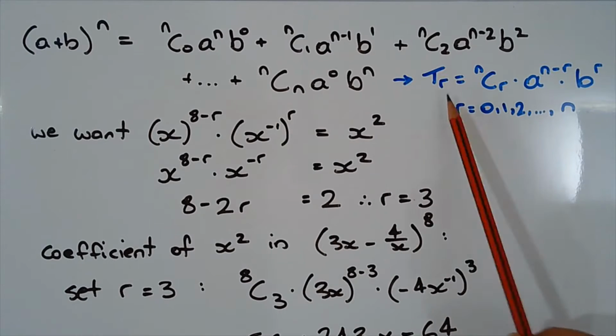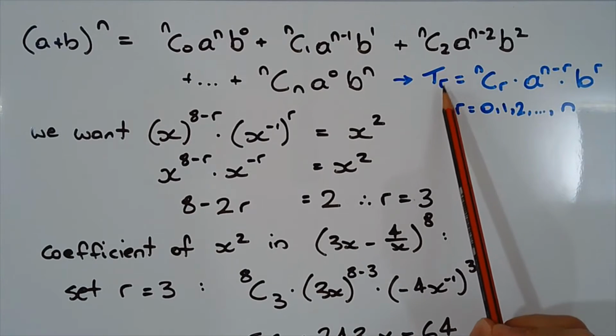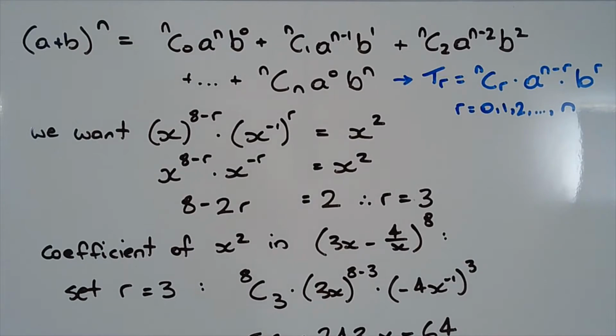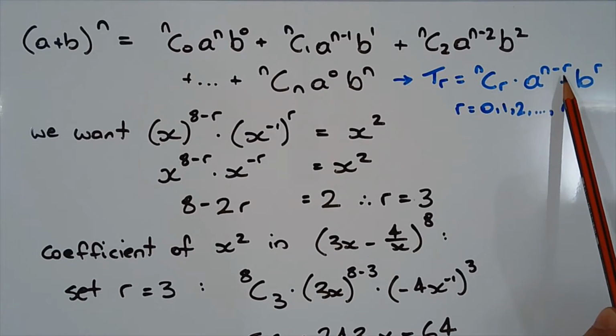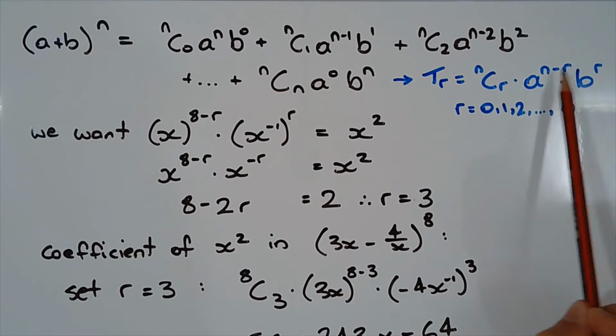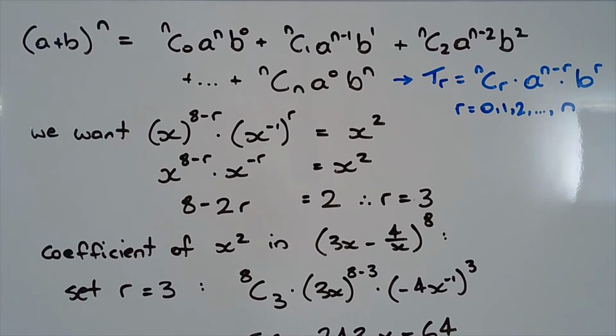Now the general term of a binomial expansion can be given by this formula, so that's T_r, the rth term, where r is 0, 1, 2, all the way to n, is equal to n choose r times a to the power of n minus r times b to the power of r. Now we're interested in the term that contains x squared. So the sum of these two powers, n minus r plus r, should equal 2.